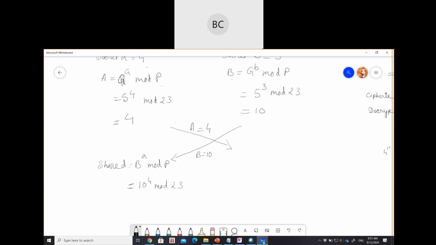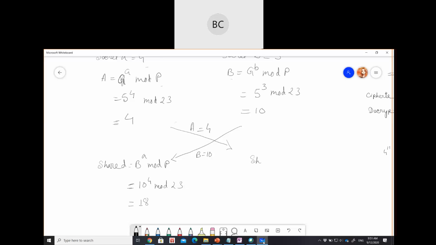So the answer for this is 18. 10 to the power 4, then you divide by 23 and the remainder will be 18. Okay. Then he will also create a shared key.